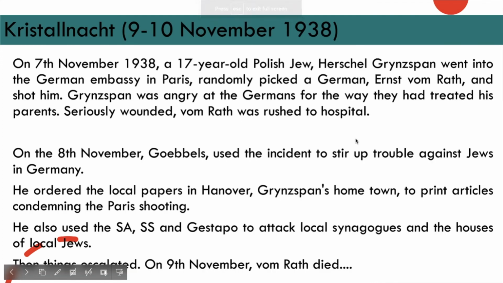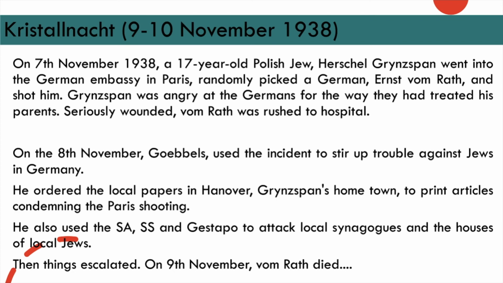On the 7th of November 1938, a 17-year-old Polish Jew, Herschel Greenspan, went into the German embassy in Paris, randomly picked a German, Ernst von Rath, and shot him. Greenspan was angry at the Germans for the way they had treated his parents. Seriously wounded, von Rath was rushed to hospital.